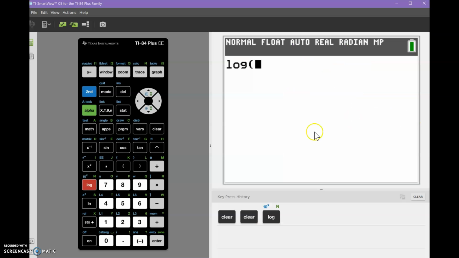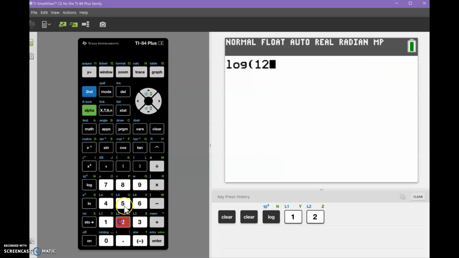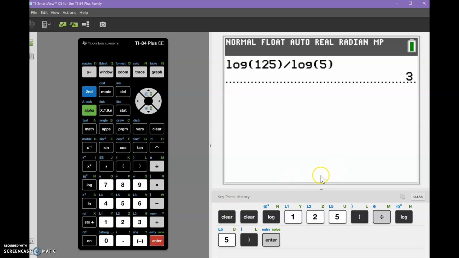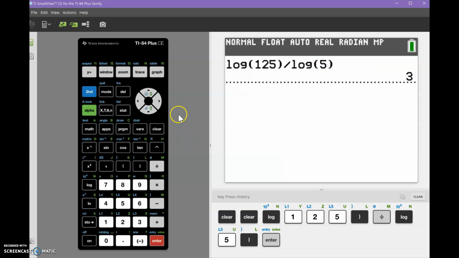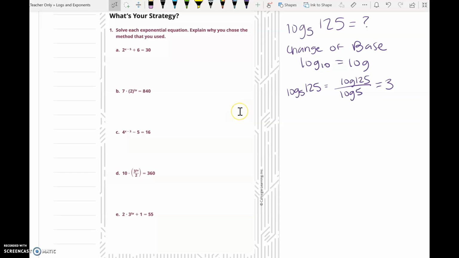So when I go to my calculator, I'm going to type log of 125, close my parentheses, divided by the log of 5, close my parentheses, and I'm going to get a numerical answer. Again, when I plug this into my calculator, I want to make sure I close my parentheses, and I'm going to get a number, and that's what I'm going to use today to actually solve these exponentials.